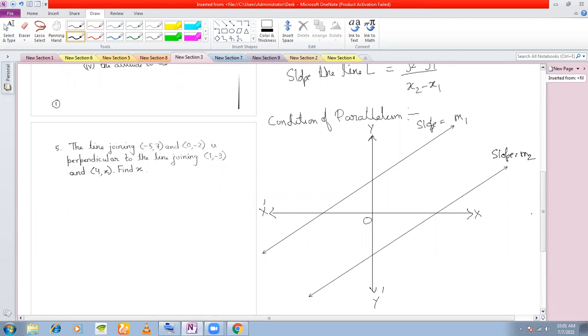So if I give you that the slope of this line is 2, m1 is equal to 2, then what will be the slope of this line? It will be 2, right? So that is as easy as this. This is the condition for parallelism. Next is the condition for perpendicularity.